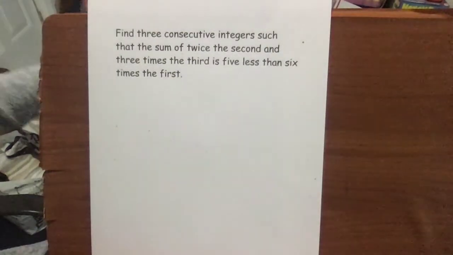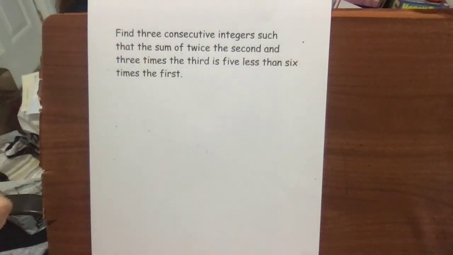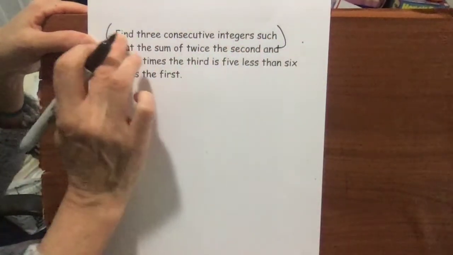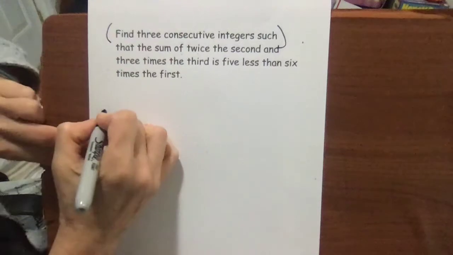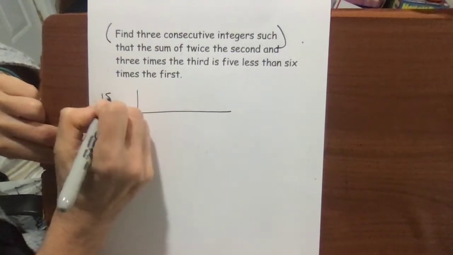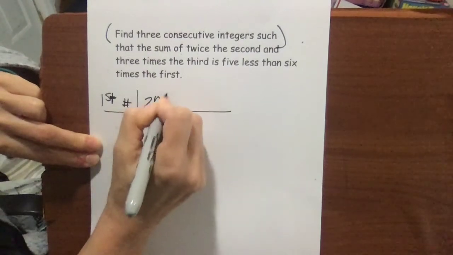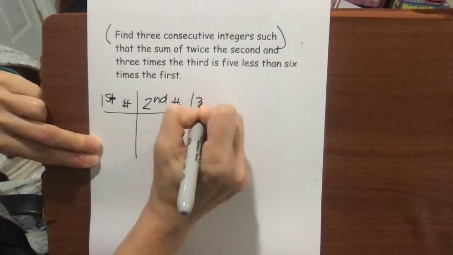All right, the third problem we have. Find 3 consecutive integers such that the sum of twice the second and 3 times the third is 5 less than 6 times the first. That's a mouthful. So the key first is to do this. Find 3 consecutive integers. So set up your table. First number, second number, and third number.